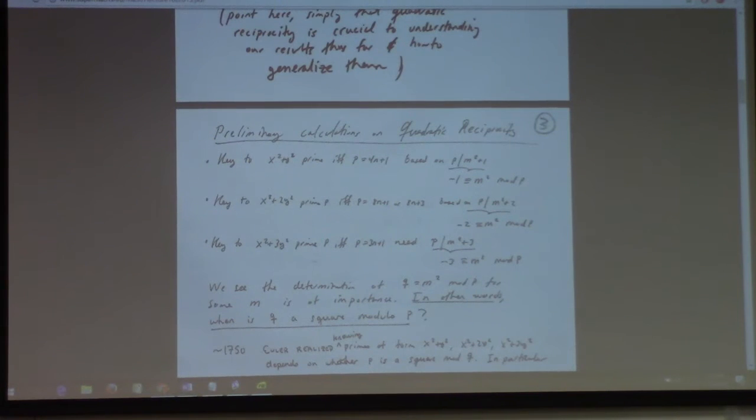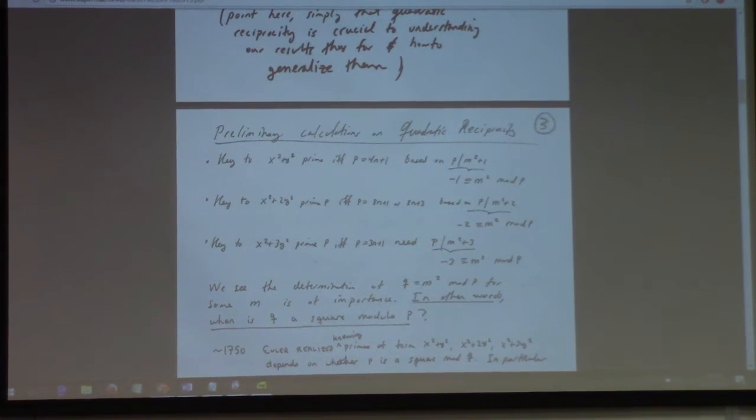Here's another synopsis of it. Again, x squared plus y squared prime, 4n plus 1. That's based on the quadratic character of minus 1. x squared plus 2y squared prime, only if you had 8n plus 1 or 8n plus 3, that's based on the quadratic character of minus 2. x squared plus 3y squared prime, only if you got 3n plus 1, that has to do with the quadratic character of minus 3. And so it raises this general question: q is congruent to m squared mod p. When is that true?